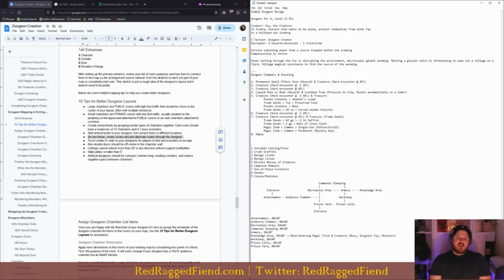Ooh, an empty room. That might be the most important. What room is empty? Ideally, I'd say probably either the prison yard or the recreation area. They're big rooms and empty rooms. I don't know. Maybe the workshop. Well, if we know that the boss Fey is in the knowledge area, it might.